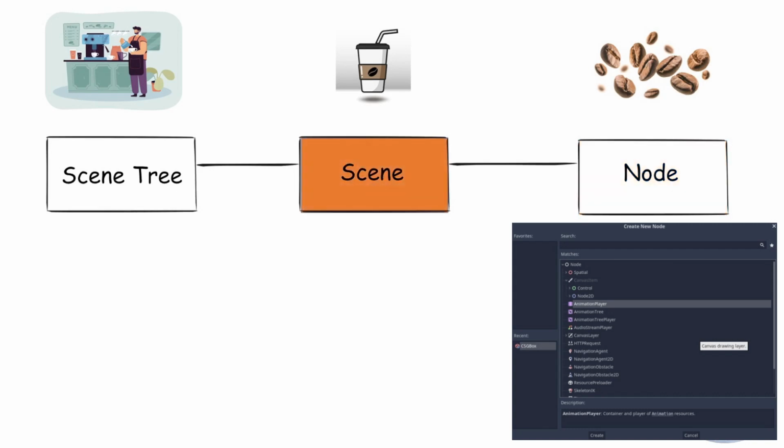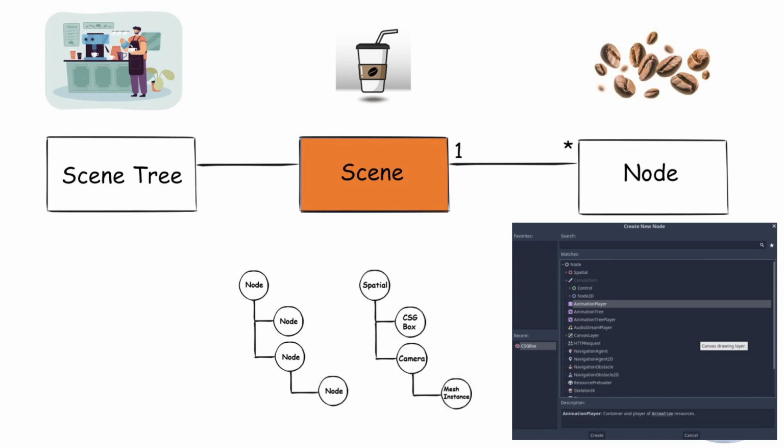And then there are scenes. Scenes are trees of nodes. You have one root node and you have multiple child nodes. One scene has multiple nodes in a tree structure. And these scenes can be reused.